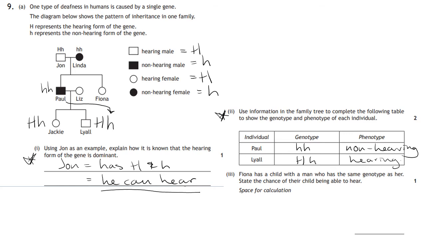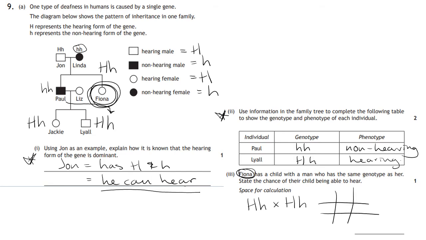Now it's saying Fiona. Let's look at Fiona up in the family tree. Fiona can hear, so she's got a big H. But look at her mum, Linda. Linda's given her a little h. So Fiona is big H, little h. She has a child with a man who's the same genotype as her, big H, little h. And we want to find out the chance of their child being able to hear.